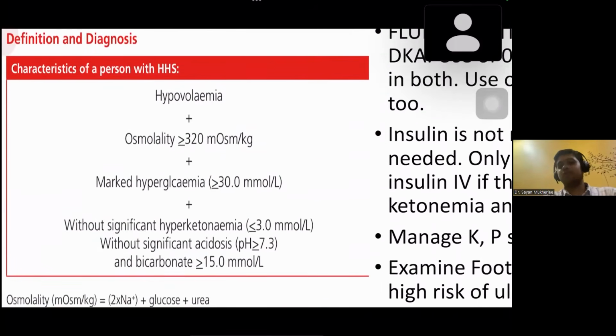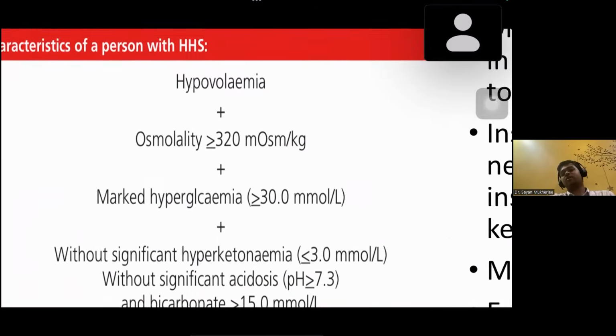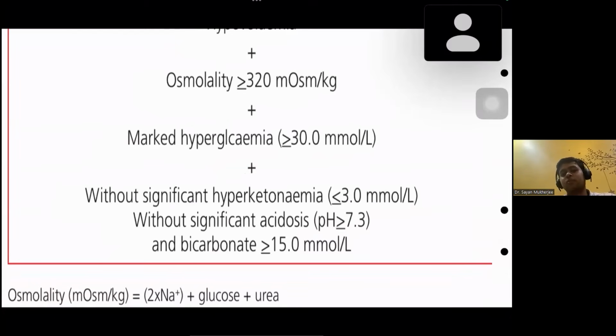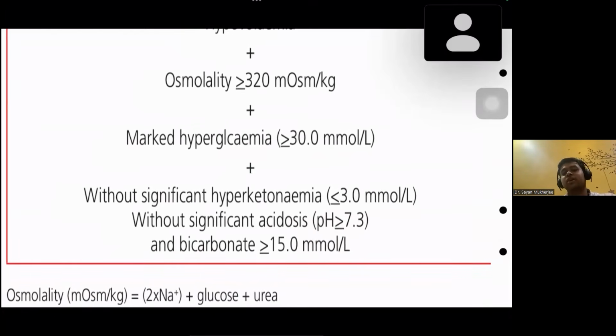So the definition of hyperosmolar hypovolemic state is hypovolemia. How will you ascertain hypovolemia? You use the assessment methods I told you in the first slide that you use for dehydration: tachycardia, decreased blood pressure, decreased skin turgor, increased capillary refill time, things like that, posture will drop. And apart from that, the osmolality of the patient will be very high. How will you calculate osmolality? It's very simple. This formula here in the bottom shows 2 times sodium plus glucose plus urea. So when you send his bloods, you'll have his urea values, glucose and sodium. So you'll calculate 2 times sodium plus glucose plus urea. So this is his osmolality.